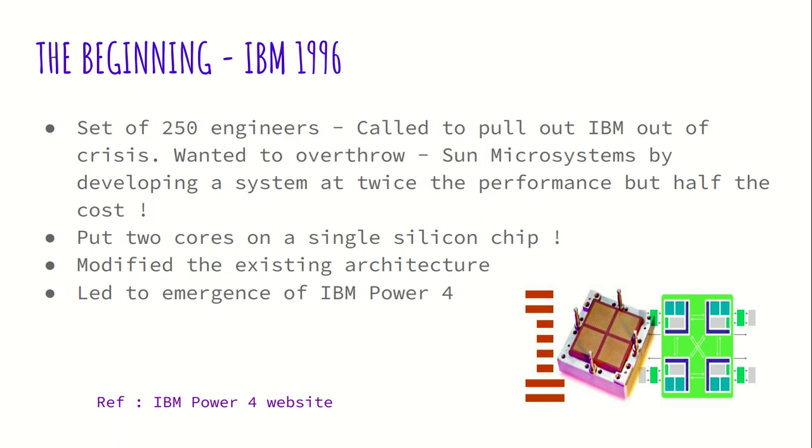To meet that lofty goal, they successfully put 2 high-performing microprocessor cores on a single silicon chip. At the same time, they developed an entirely new computer architecture, more of a new system than a chip. Their invention, which they called the Power 4, combined the best of commercial, scientific, and high performance computing in a single design. This led to the emergence of IBM Power 4.